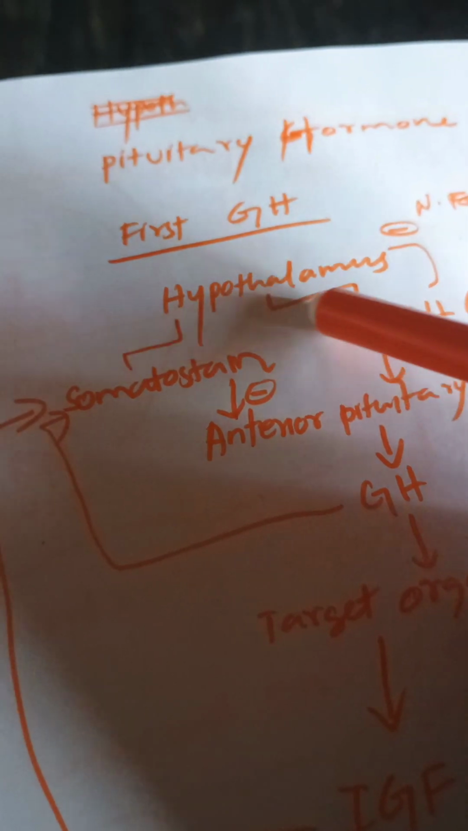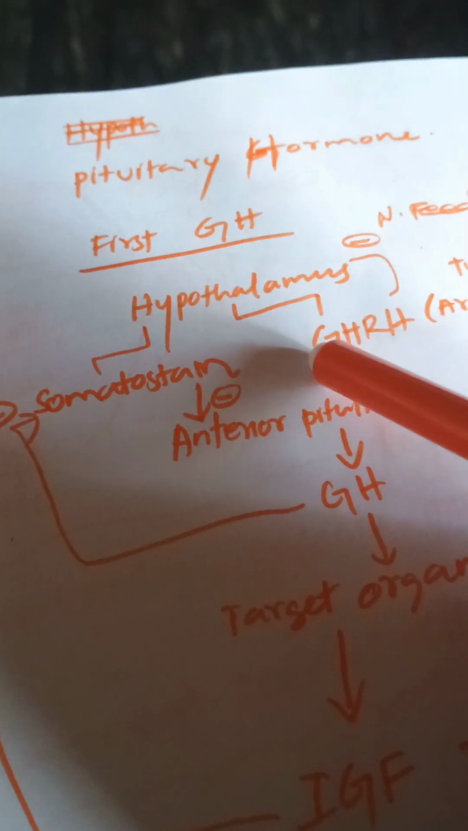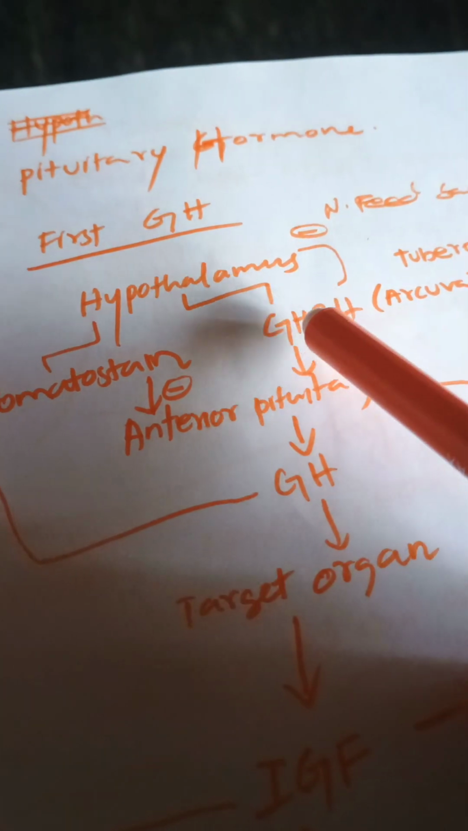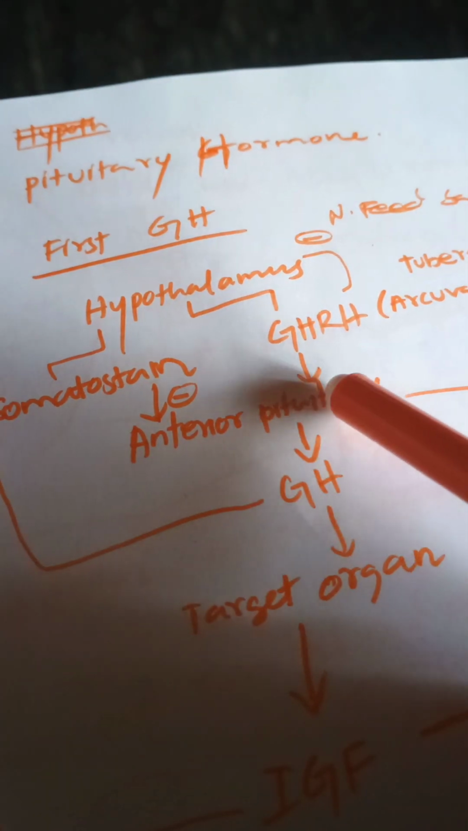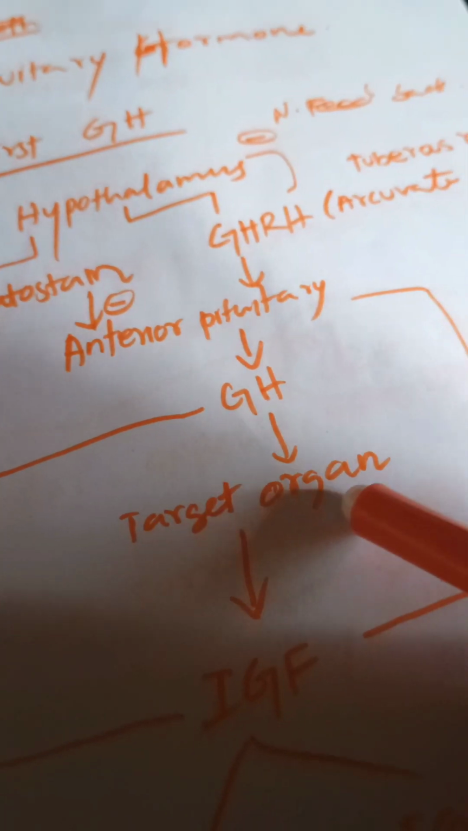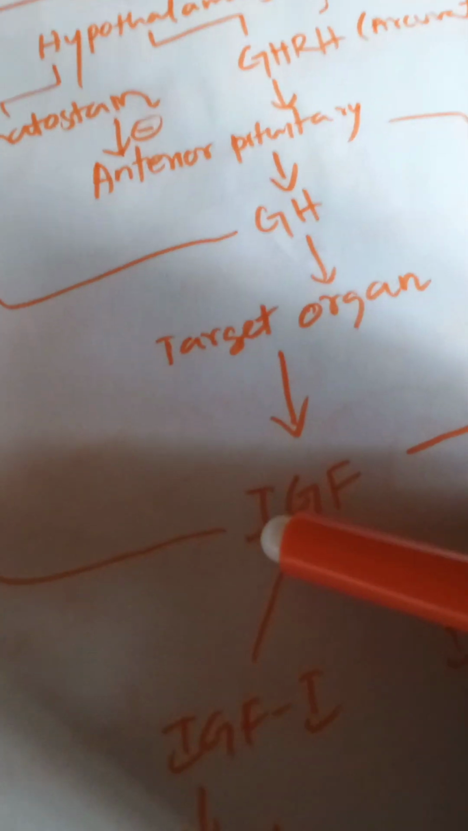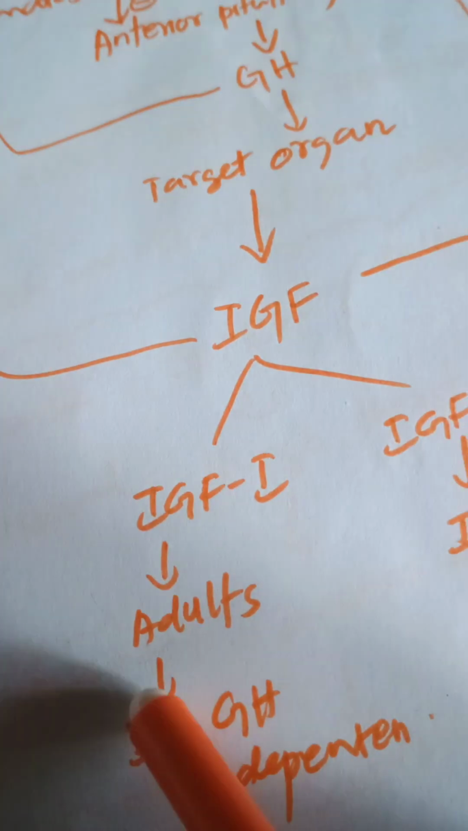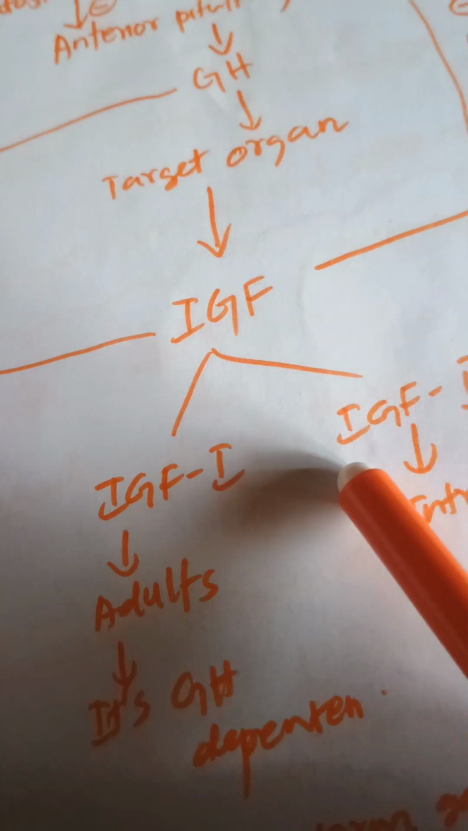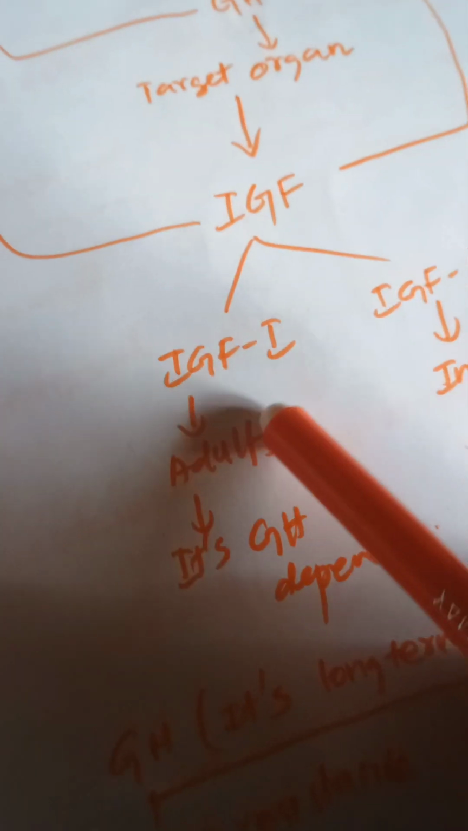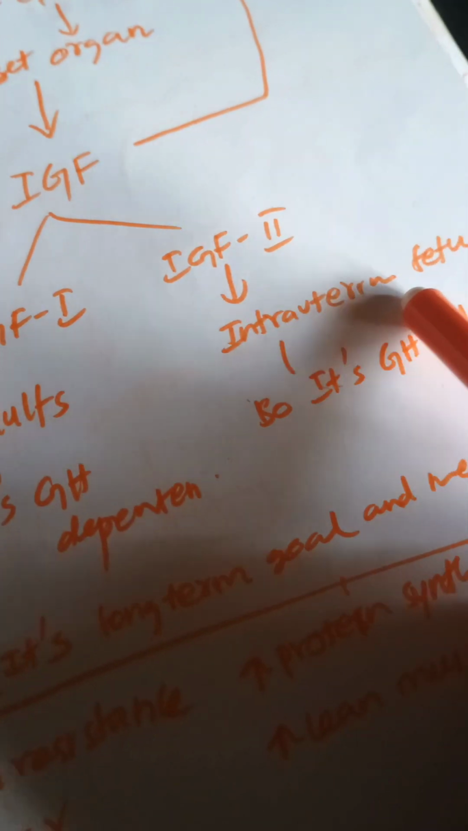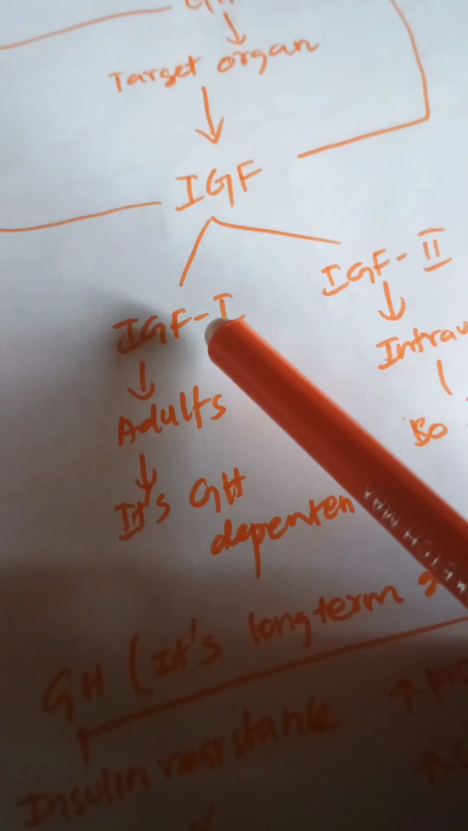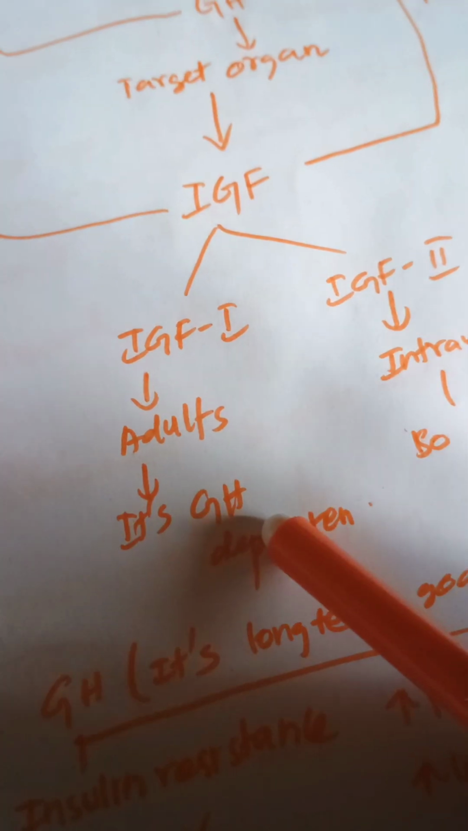First, the hypothalamus secretes growth hormone releasing hormone, and it acts on the anterior pituitary and releases the growth hormone. The target organ is the liver. The liver secretes insulin-like growth factor. Insulin-like growth factor is of two types: insulin-like growth factor 1 and insulin-like growth factor 2. One is for adults, two is for the intrauterine fetus. Two is not dependent on the growth hormone, but one is dependent on growth hormone.